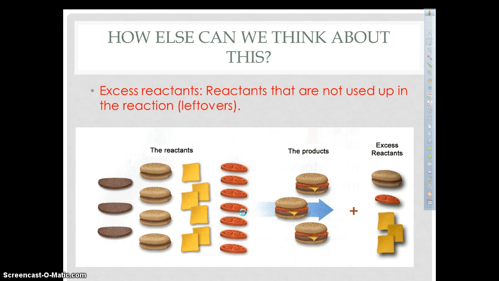Now, the stuff that's left over is what we call the excess reactant. So things that you don't use up and you have too much of, basically. So here's the formal definition of excess reagent.